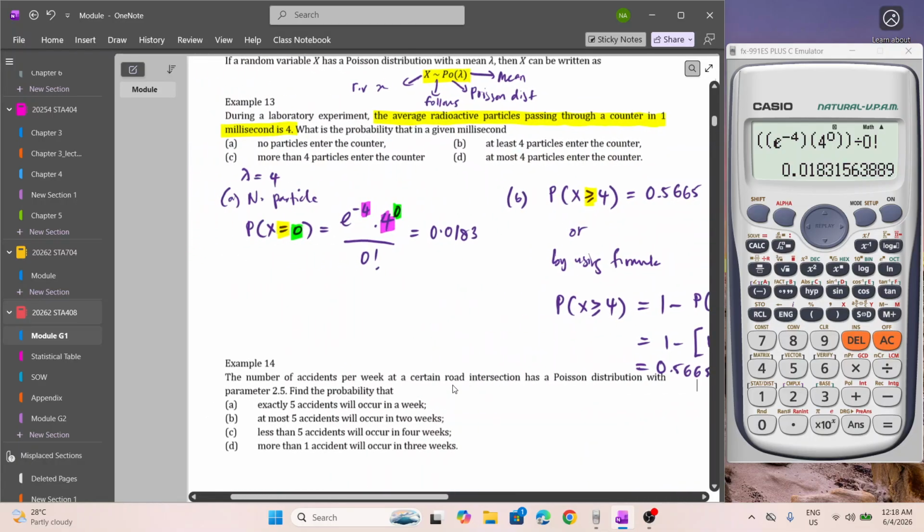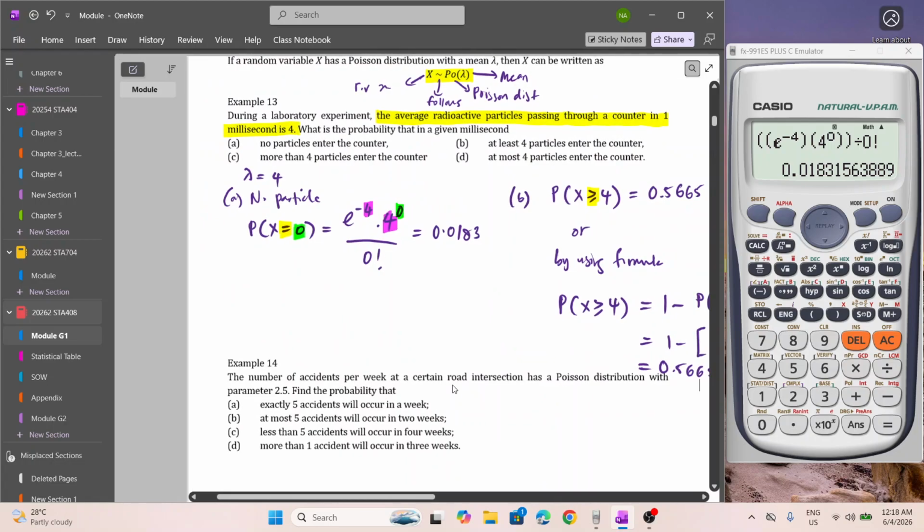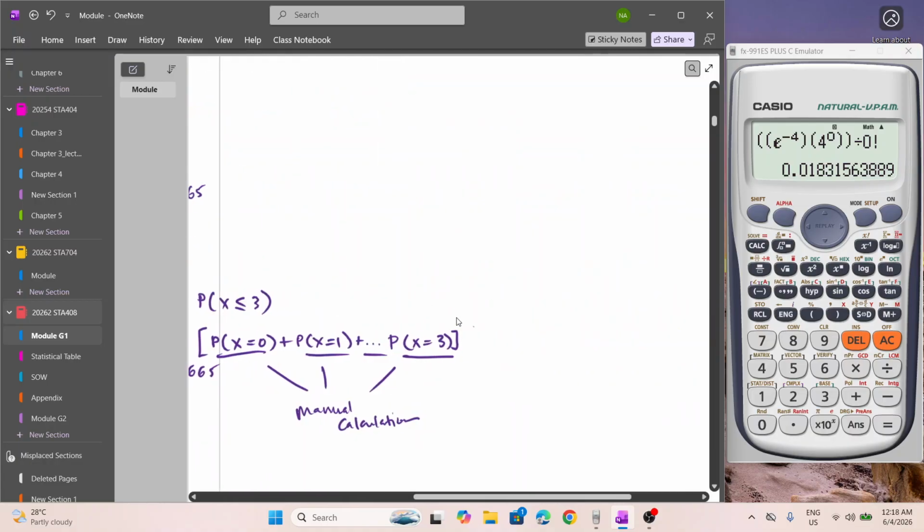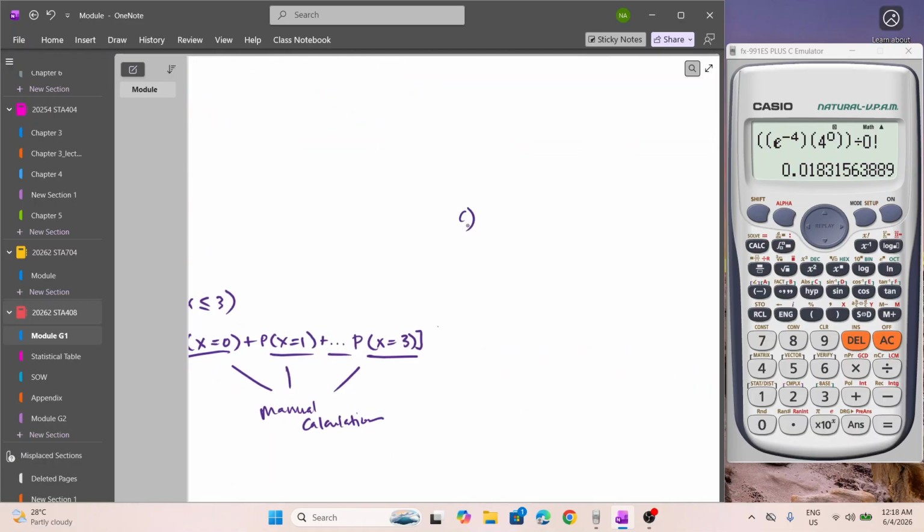Now let's look at question C. More than 4 particles enter the counter. For C, more than 4 particles also means that we want to find the probability of X greater than 4. For a discrete random variable, as we discussed in our previous class, greater than 4 means 5 and above. This is equal to the probability of X greater than or equal to 5. It does not include 4, but it includes 5.